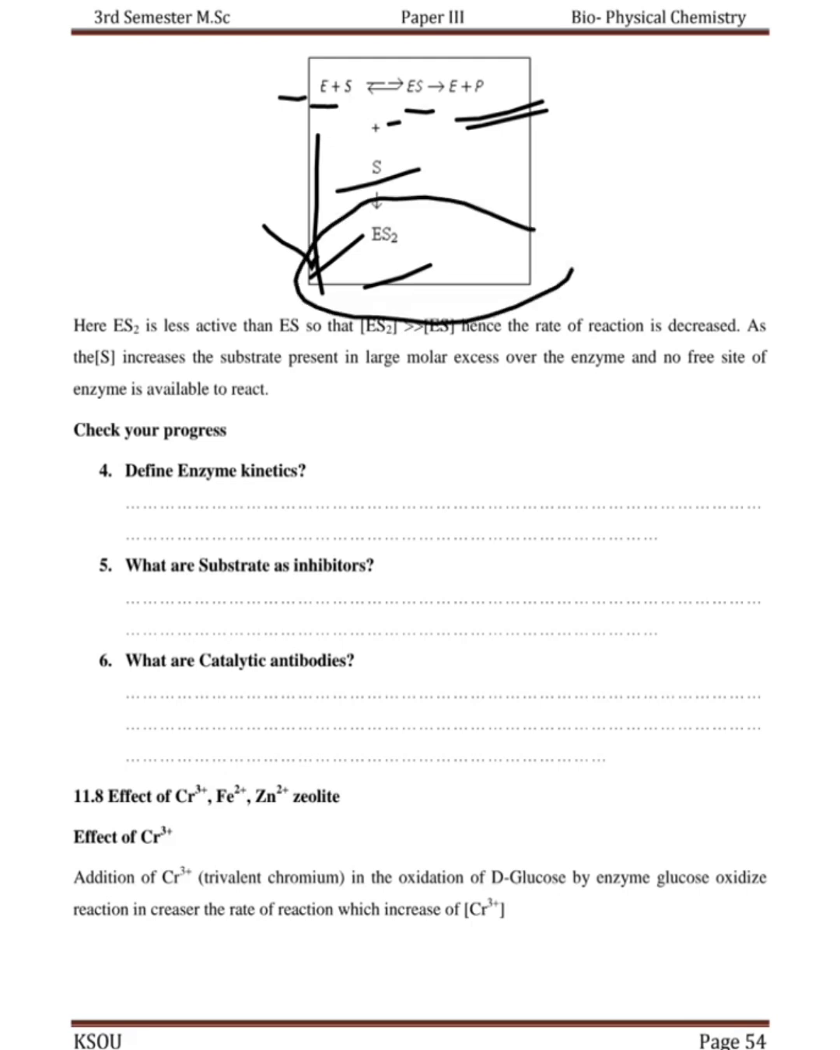So ES2 will be less active compared to this, where the second substrate cannot be bound inside the protein. So this is what the theory says here. And next, coming to the effect of chromium, iron, zinc.